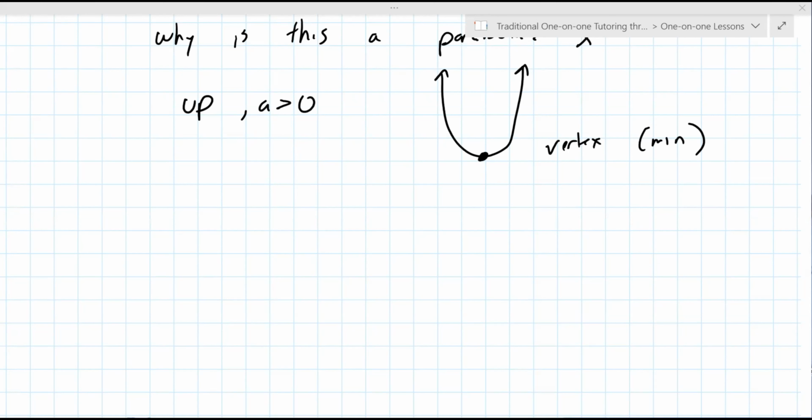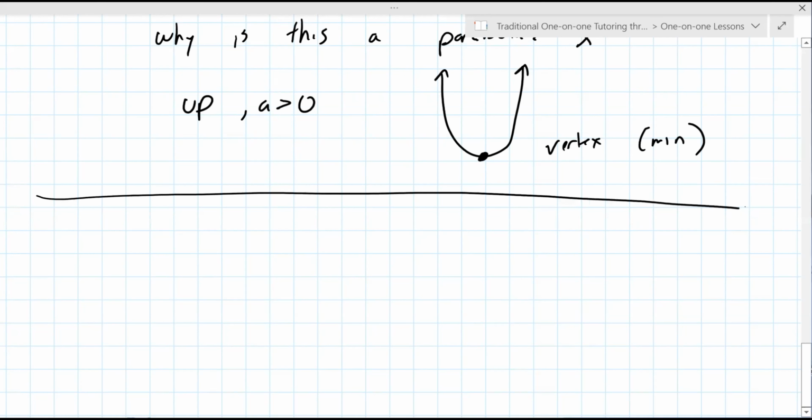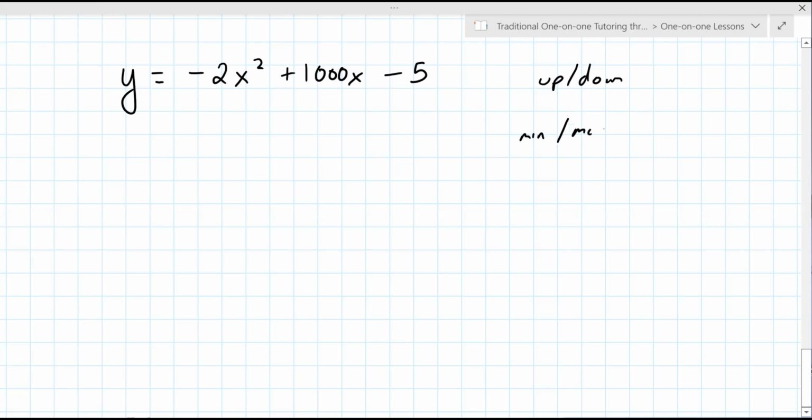All right, so now we move on to, actually, let me give you a couple more here. So let's say it's y equals negative 2x squared plus 1000x minus 5. Can you tell me if this opens up or down and whether it has a min or a max, please? It goes down and it's got a max. That's it. It's that simple. There's never an exception. There's never like, oh, it opens down and it has a min. That would be weird. It has to be consistent across there.